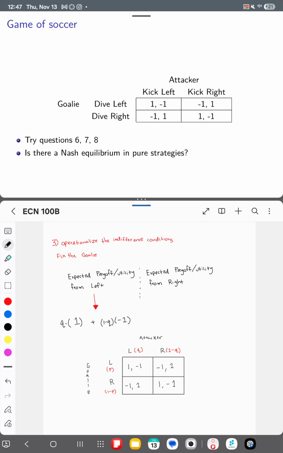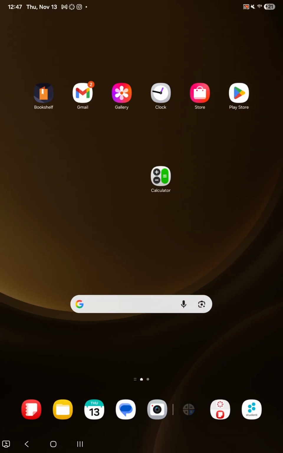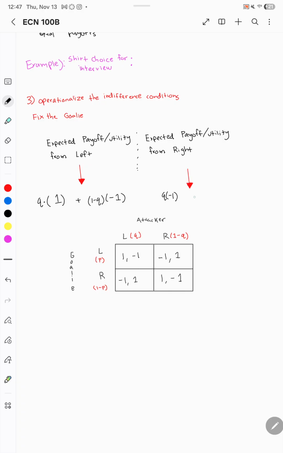Now let's do the same, but for when the goalie is going to go right. If the goalie goes right, then clearly they can either get -1 or 1. So these are the two possible outcomes they can get. And let's think about how often they would get those outcomes. They are going to get the -1 when the attacker goes left, which happens with probability Q. And they're going to get this +1 when the attacker goes right, and that happens with probability 1 minus Q. So then the expected payoff is going to be Q times -1 plus 1 minus Q times 1.